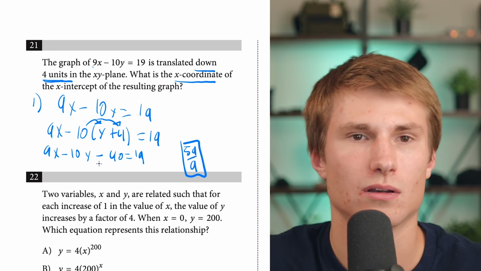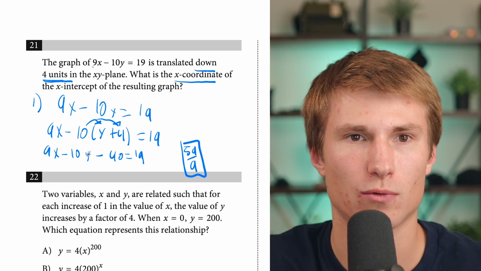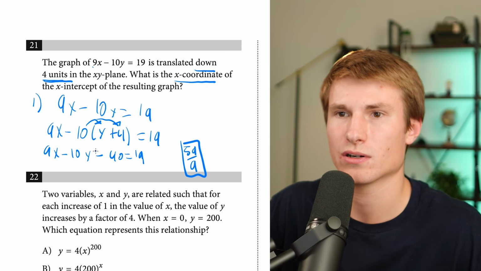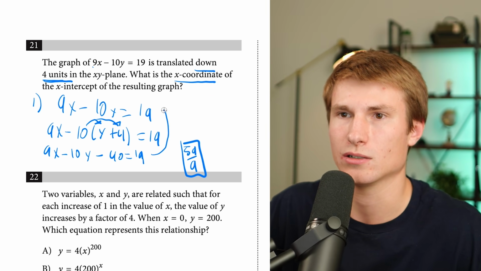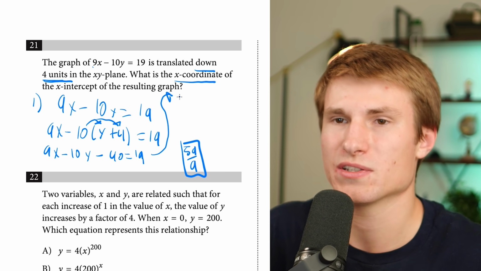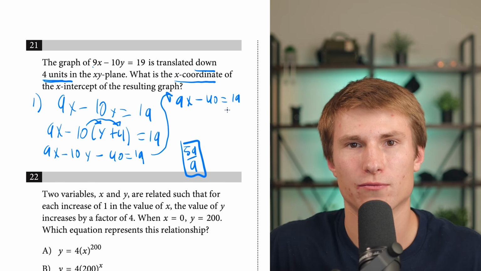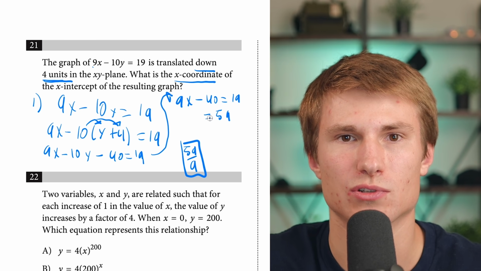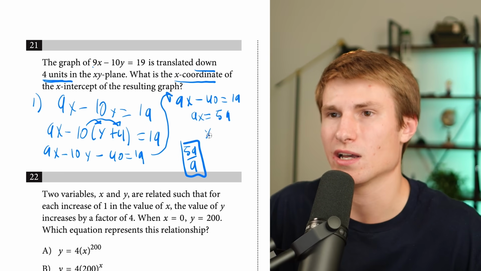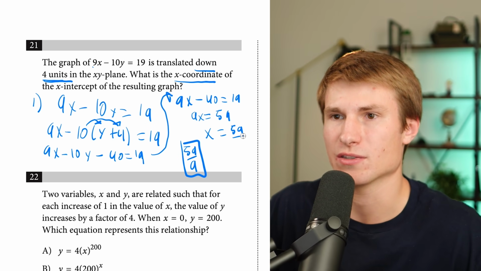is equal to 19. So from here, once again, like I said before, our x-intercept is where y is equal to 0. So we put in 0 for y, and we end up with 9x minus 40 is equal to 19. We add 40 to both sides, we get 59 is equal to 9x. We divide both sides by 9, and once again, we get that same answer of 59 over 9.